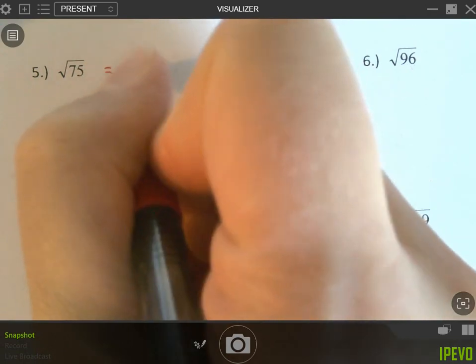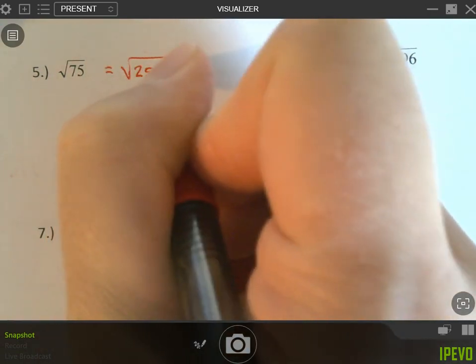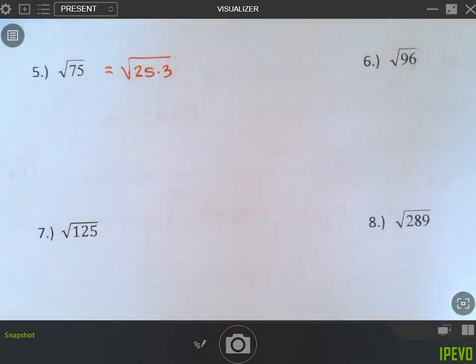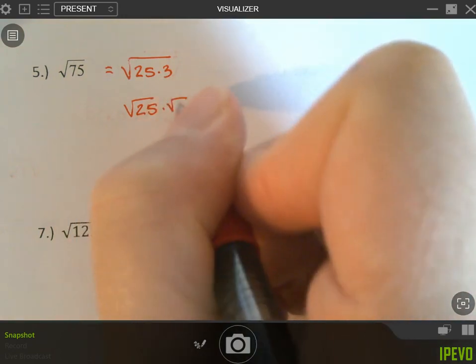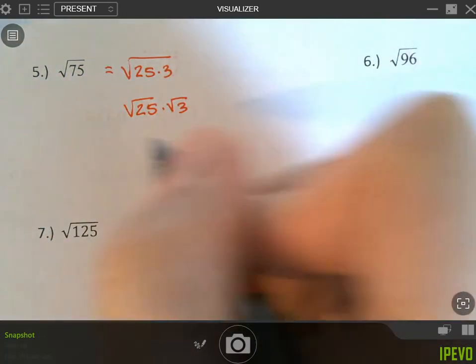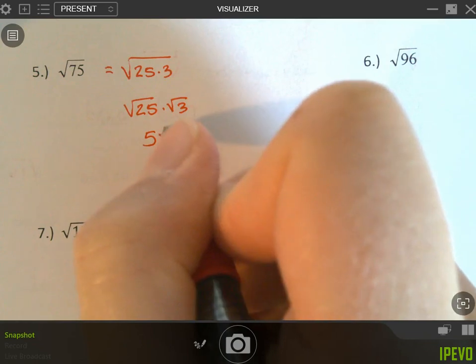So this is going to be the square root of 25 times 3. So I'm using my calculator as an aid, but I'm not just doing everything in it. And then I'm going to show my breakdown. And the square root of 25 is 5. Keep the square root of 3.